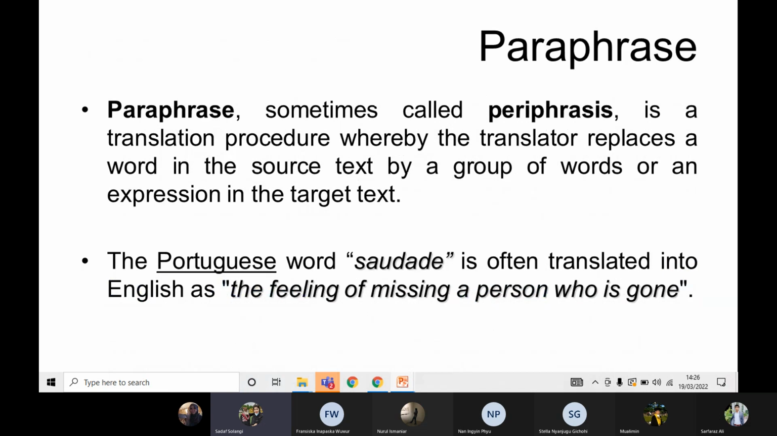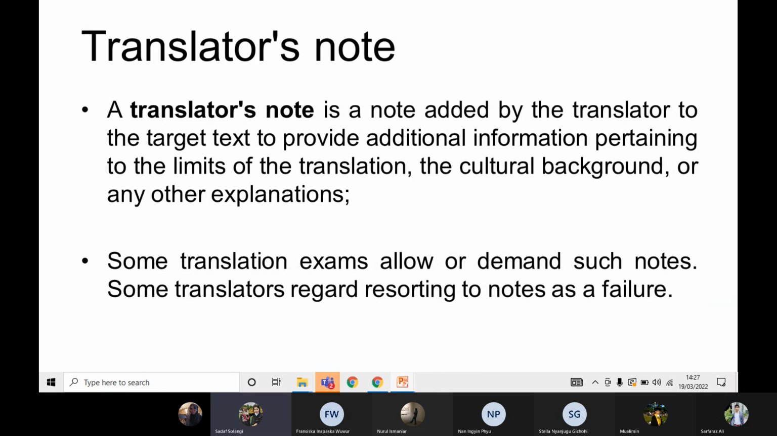Then another is paraphrasing. Paraphrase, sometimes called periphrasis, is a translation procedure whereby the translator replaces a word in the source text by a group of words or an expression in the target text. The Portuguese word "saudade" is often translated into English as the feeling of missing a person who is gone. So these were some types.